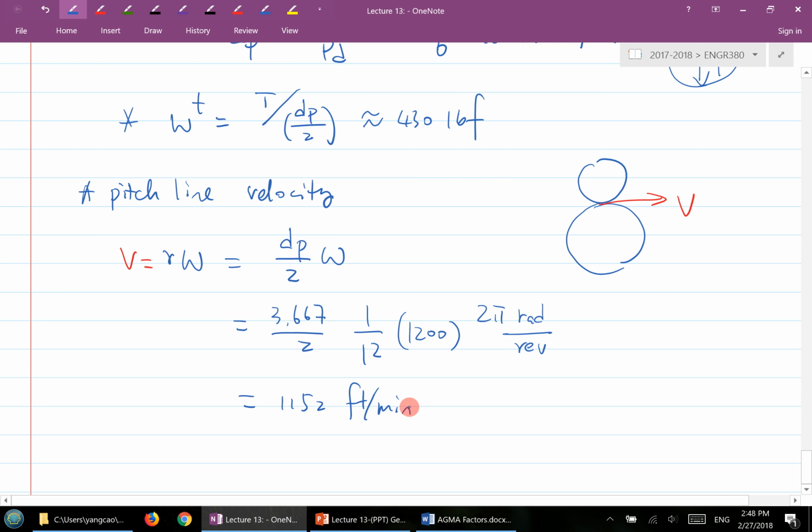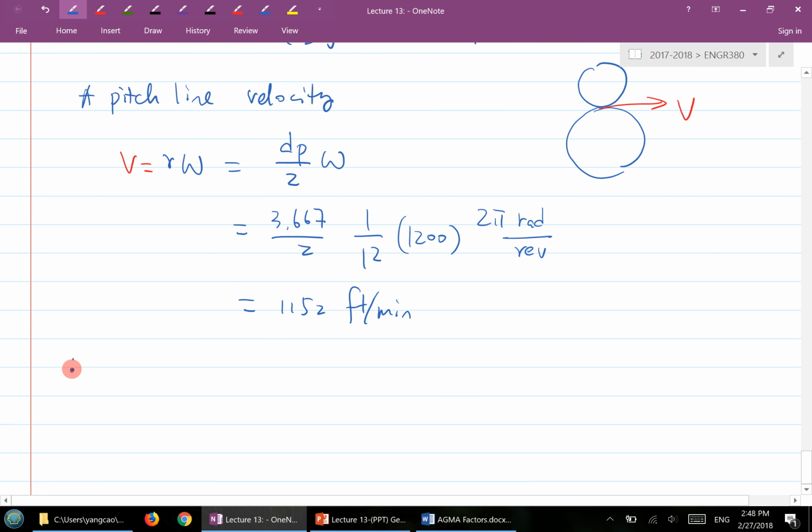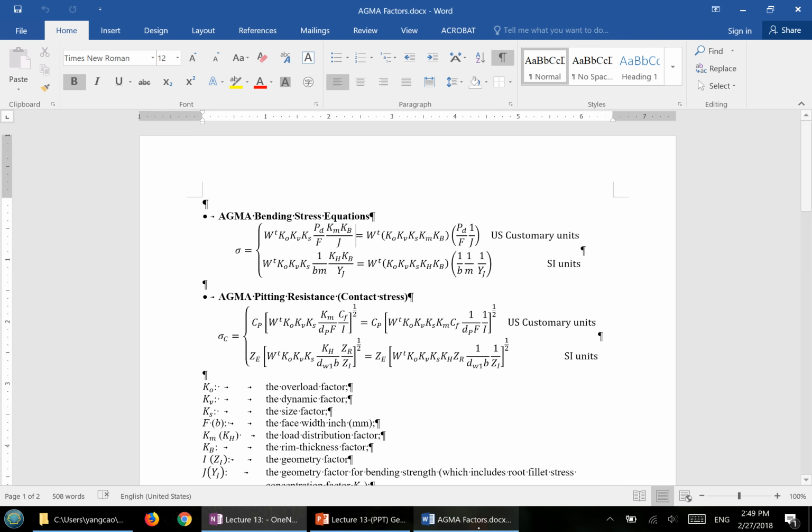Okay, so those parameters are necessary for the following calculations. We can stop here, and we can start diving into all the different AGMA factors, the factors in the AGMA equation. The first one we're going to look at is the so-called KO, which is called the overload factor. So that's the KO over here.